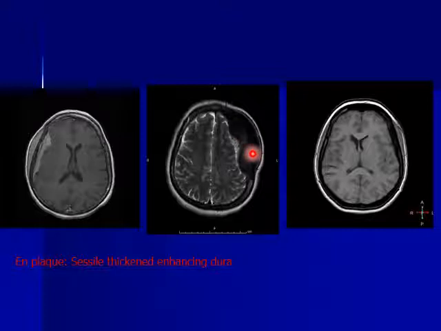How can we tell that? If we give contrast and see enhancement inside the bone. Sometimes these en plaque meningiomas infiltrate the bone and have an extracalvarial soft tissue component elevating the overlying scalp. So this entity is called en plaque meningioma.